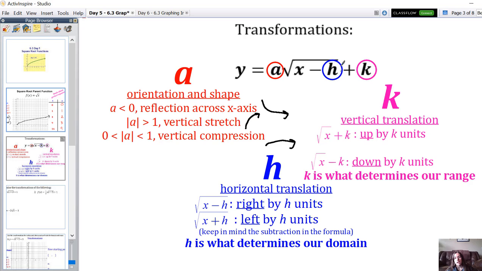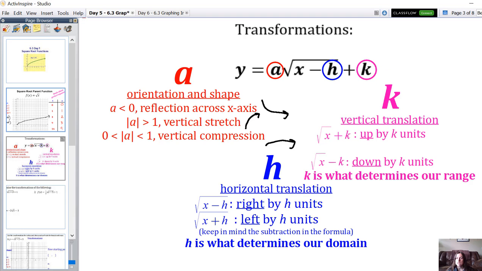If we are subtracting something underneath our square root, we're going to shift our graph to the right by that number of units. If we're adding something underneath the square root, it'll go to the left by that number of units. This will help us determine our domain. Then if we're adding something outside of the square root, that's going to shift up. If we're subtracting, it'll shift down, and that'll help us determine our range.